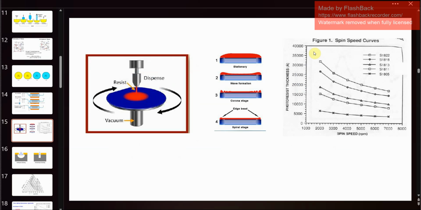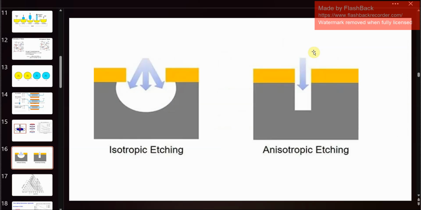Basically you use a mask and you pattern a structure on it. Then you wash off the excess area which has not been hardened. After that you undergo etching. There are two types of etching: wet etching and dry etching, or you can also call them isotropic etching and anisotropic etching. Isotropic etching is where etching occurs in all directions.